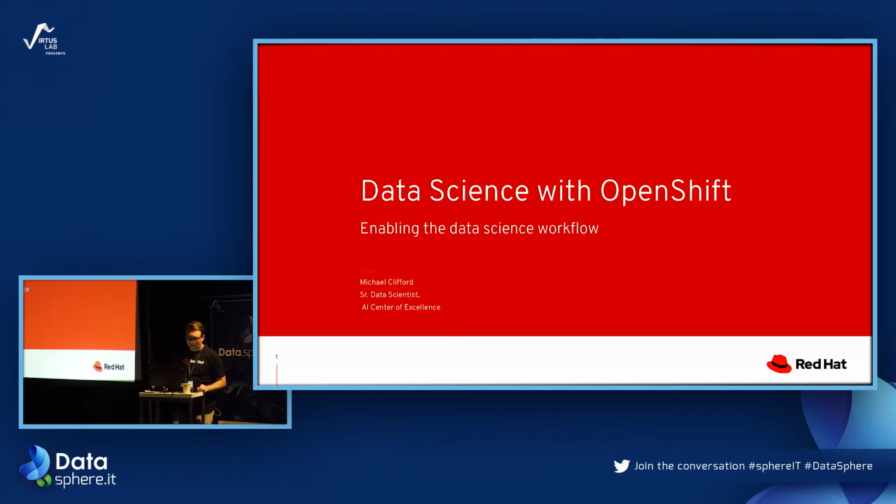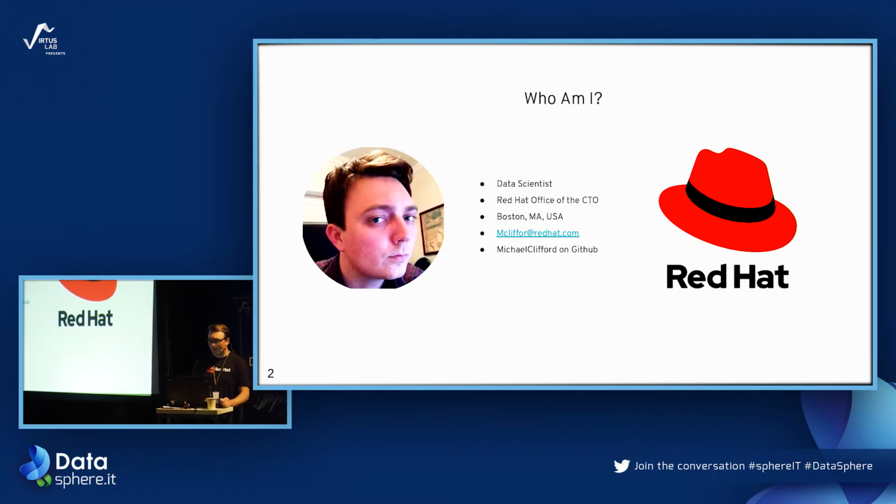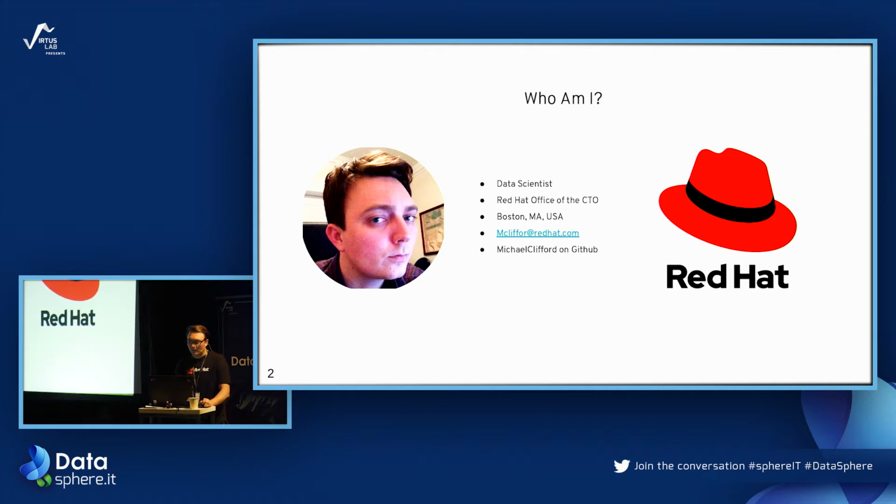So I'm going to talk about data science with OpenShift and how that can help data scientists in their day-to-day work. As you said, my name is Michael Clifford. I work out of the Boston office in the US, working on AI Ops, which is really trying to build intelligent applications to support IT operations, particularly for cloud applications, specifically those that run on OpenShift. Luckily for me, a lot of the work we do at Red Hat is open source software, and so a lot of the work that I do can be found readily on GitHub at Michael Clifford if you want to reach out to me there after the talk or see some of the other work we're doing.